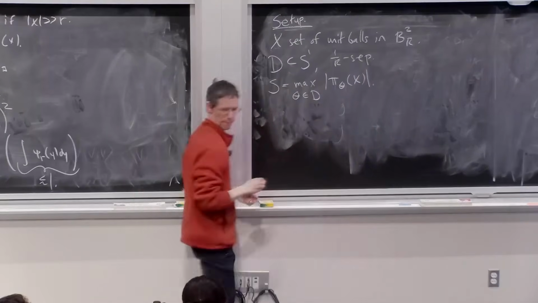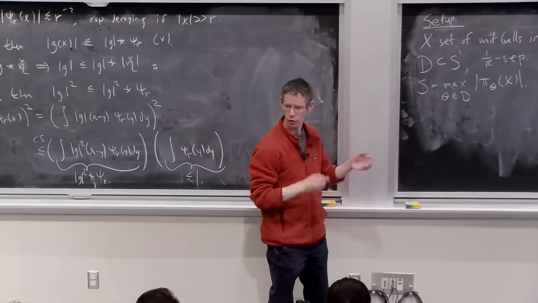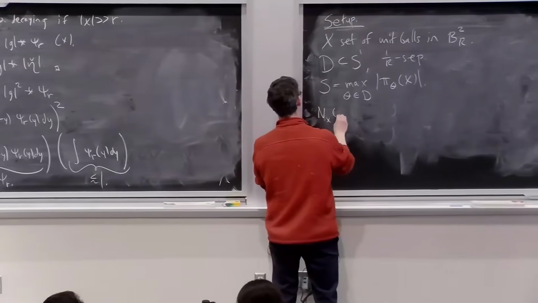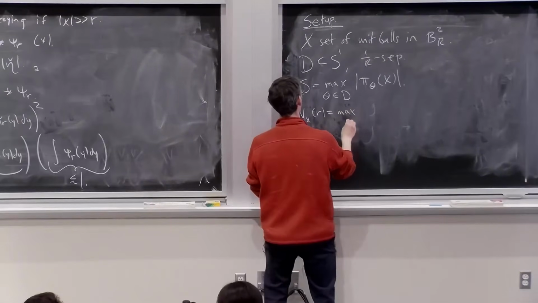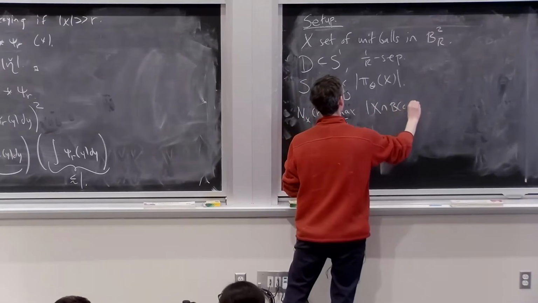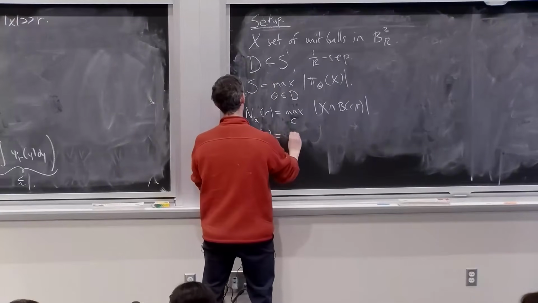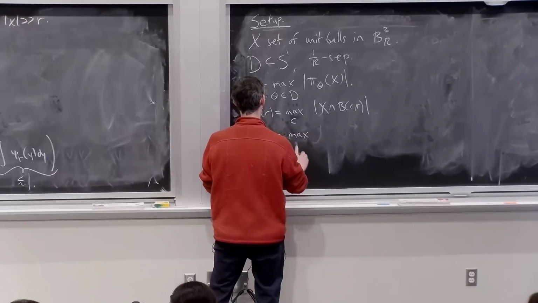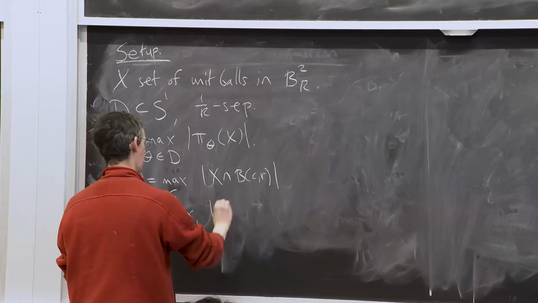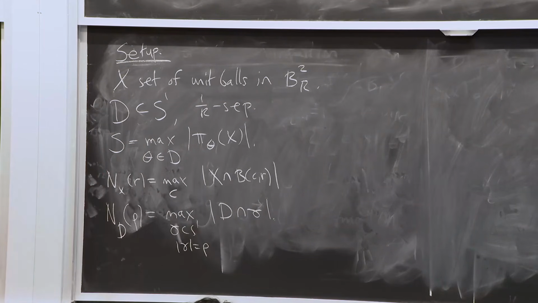So that's our setup. And we're going to try to bound these different quantities in terms of how the directions and how the spheres are clustered. So remember, n_x of r is the maximum over all possible centers C of the amount of x in the ball of center C and radius r. And similarly, n_d of rho is the maximum over arcs in S1 of length rho of the number of directions in the arc. So that's our setup.